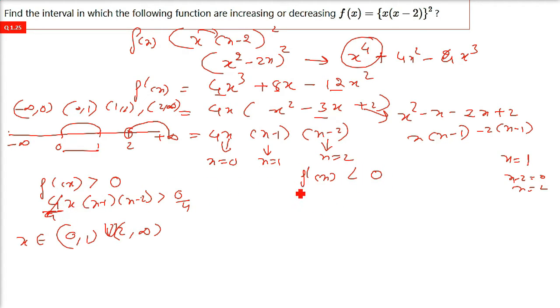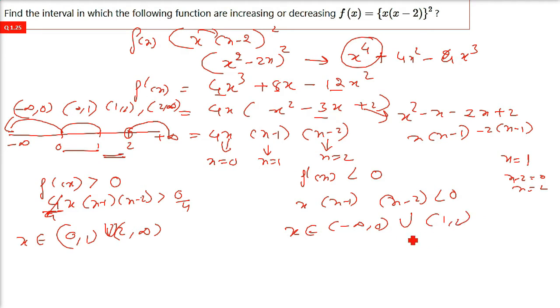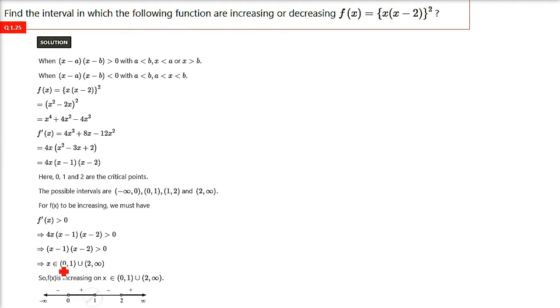How about f dash x less than 0? Same thing has to be done leftwise, that is negative infinity to 0 has to be taken, and 1 to 2 should be taken. This way you will get to know if you practice it more. On the right you don't have to go to infinity, leaving the first interval from the right. It's 1 to 2. So the leftmost interval and this 1 to 2.